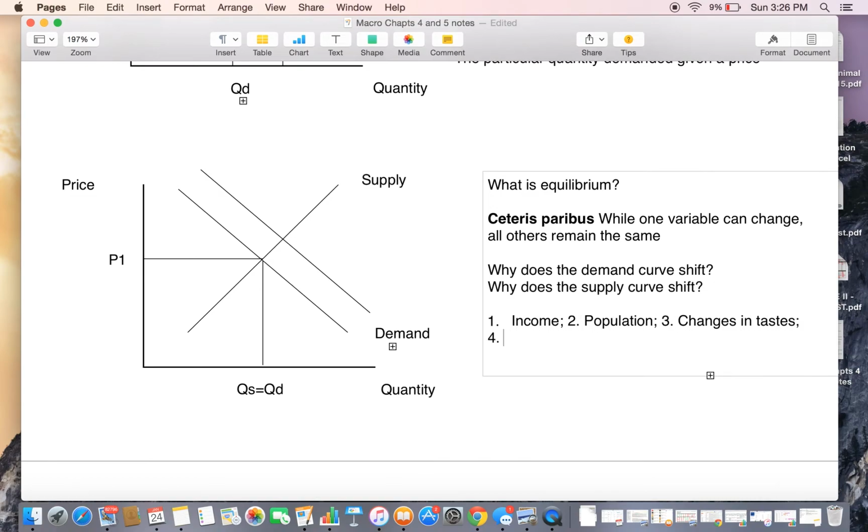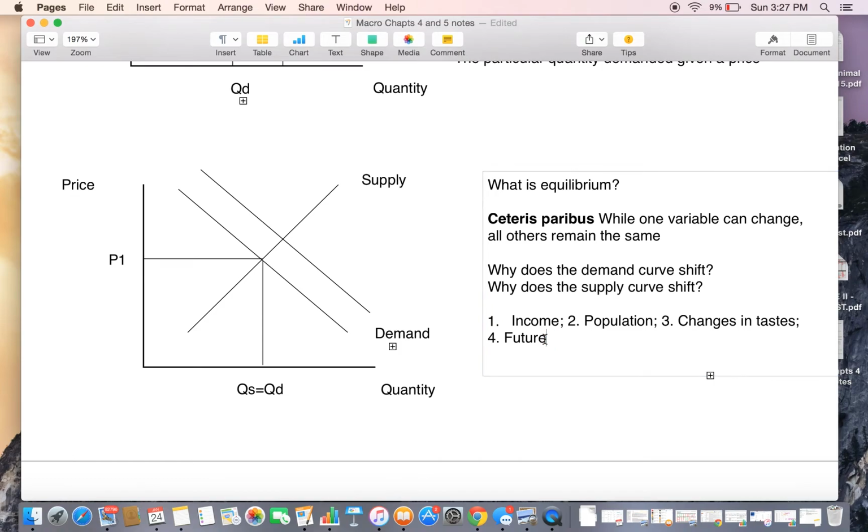Now, the fourth reason we might see a shift in the demand curve is because of changes in expectations about future conditions and prices. So the future. If we expect the prices of something to increase in the future, we're going to increase our demand now for that good or service. If we expect the prices of things to decrease in the future, we're going to actually decrease our demand for that good or service because we know it will be less expensive in the future.